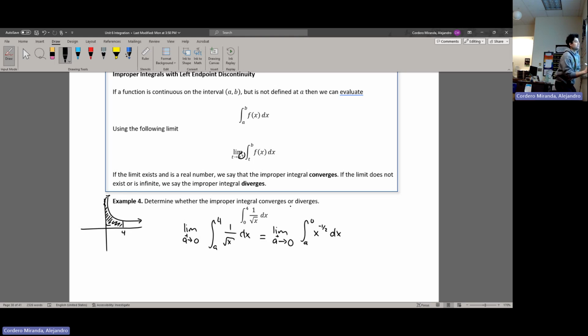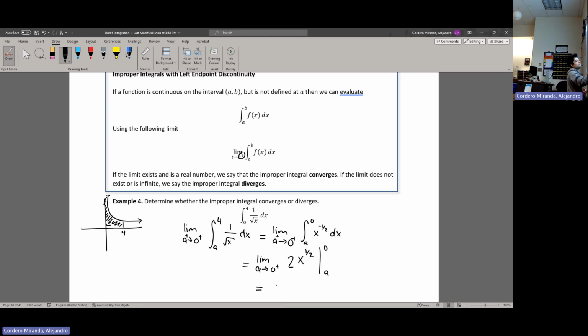And then the antiderivative of that would be, sorry, I'm putting this plus on the wrong side. It should be 0 from the right, 0 from the right. Okay, but the antiderivative of x to the negative 1/2 would be: add 1 to the power, I get 1/2 out of that, and then divide by the new power. So dividing by 1/2 is the same thing as multiplying by 2. Plug in the upper limit, plug in a, and subtract.